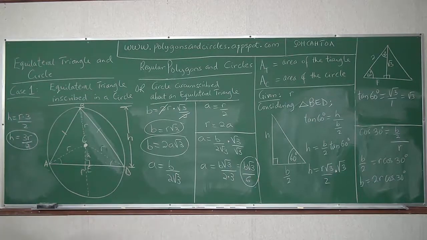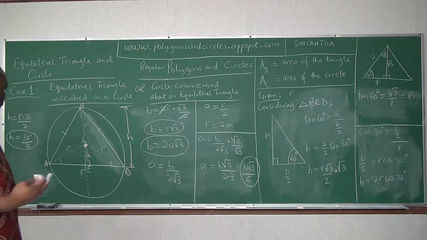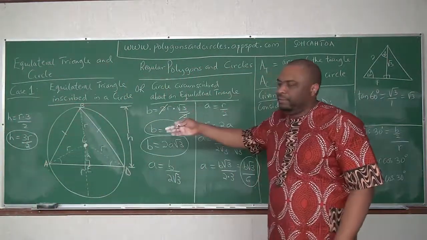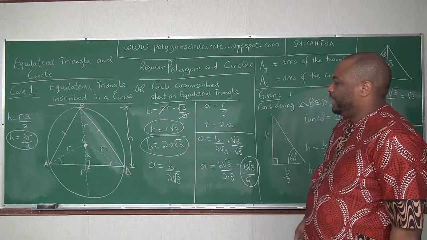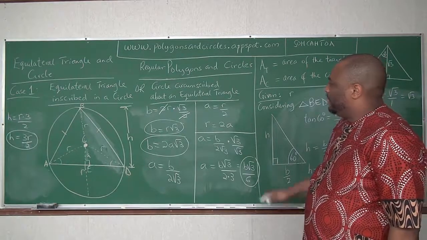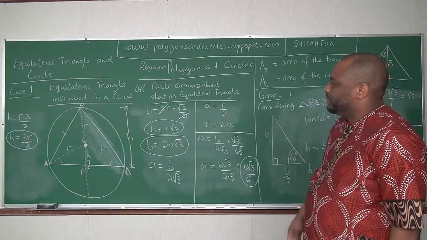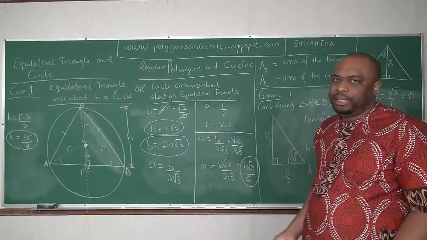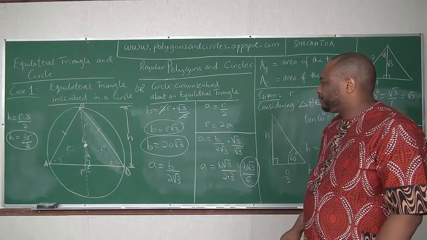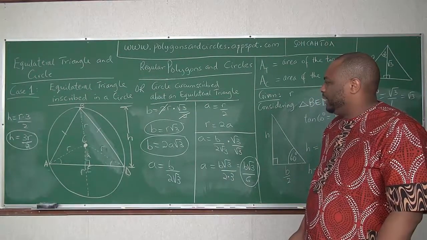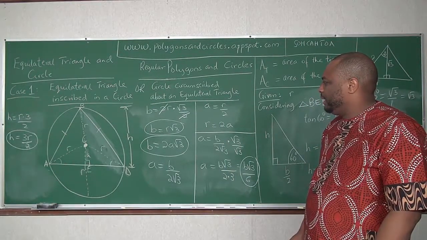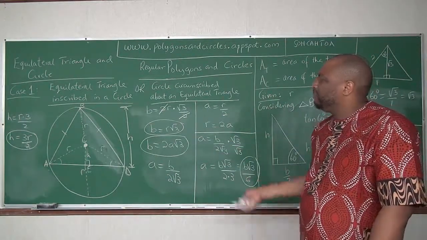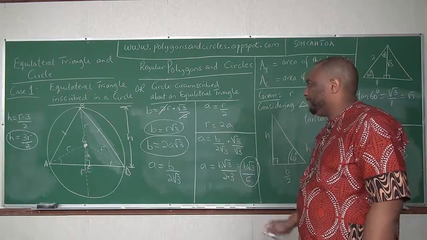So, there are several ways. There's even another way we can get our height without even doing this. So many ways. Once you are given the radius, you can find all other things. And if you're given A, you can find all other details. If you're given b, you can find all other details.